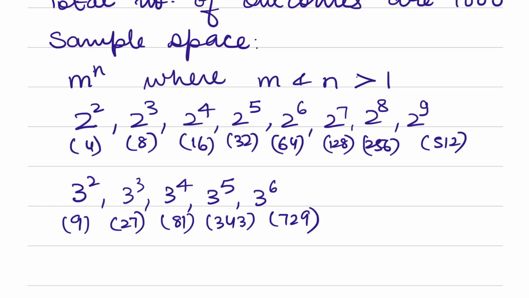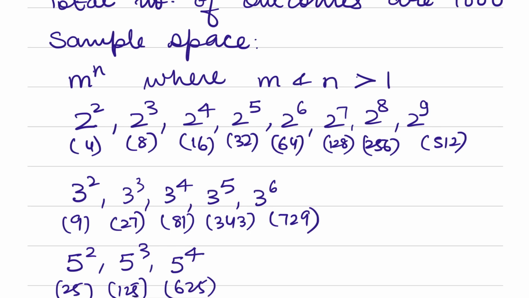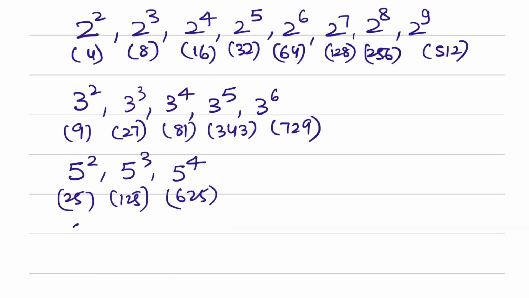We need not take 4 because powers of 4 will be multiples of 2 also. Now we'll start with 5. So 5 square, 5 cube, and 5 raised to the power 4. That's all. So we know this is 25, 125, and 625. Then it will be more than 1000. Now we have to take 6. So 6 square, 6 cube. 6 square is 36 and 6 cube will be 216. Then the next number will be greater than 1000.